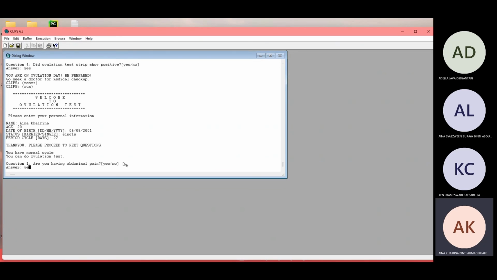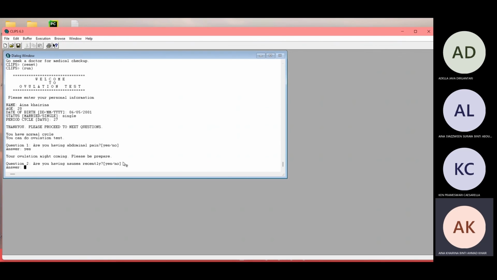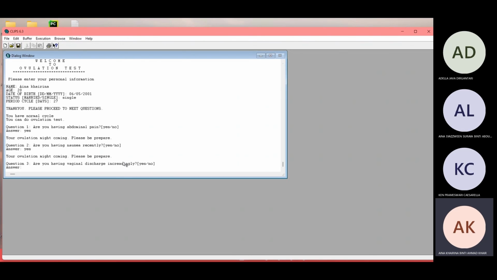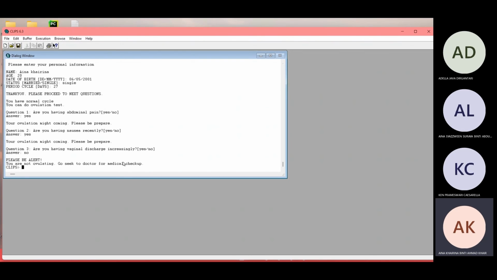So another one is, if I enter yes for the first question, yes also for the second, but I enter no for the third question, it will display please be alert, you are not ovulating, so go see a doctor for medical checkup.